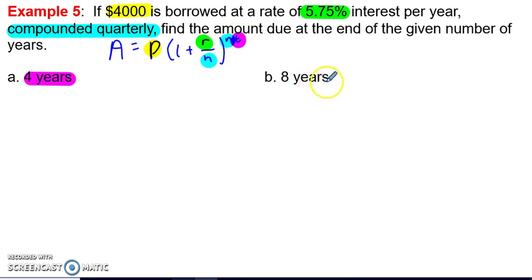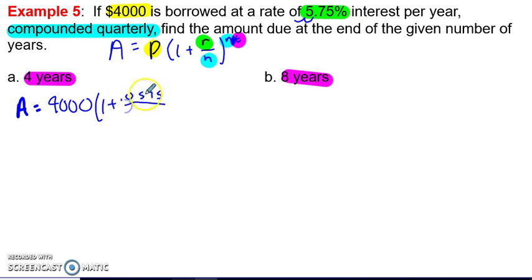So let's kind of match that up. We'll do our time is in years for purple. So filling in this formula, I get A equals the principal, which is 4,000, times 1 plus the rate. We have to change this 5.75. Move the decimal over 2 spaces. So that'll give me 0.0575 over N, which we said was compounded quarterly for 4, times N, which is 4. Our time that we're using for A is also 4.